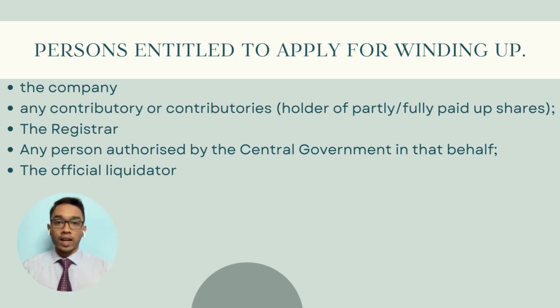Next, any person authorized by the central government in that behalf for winding up of a company as per section 243 of the Companies Act 2013. And finally, the official liquidator. The official liquidator can be appointed by the company itself, by the government, or by the decision of a court.